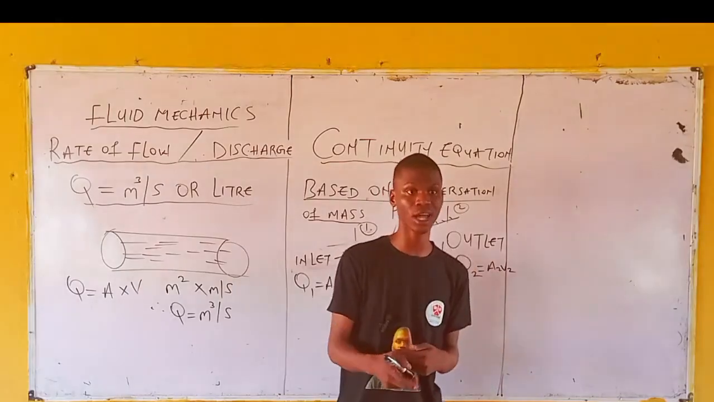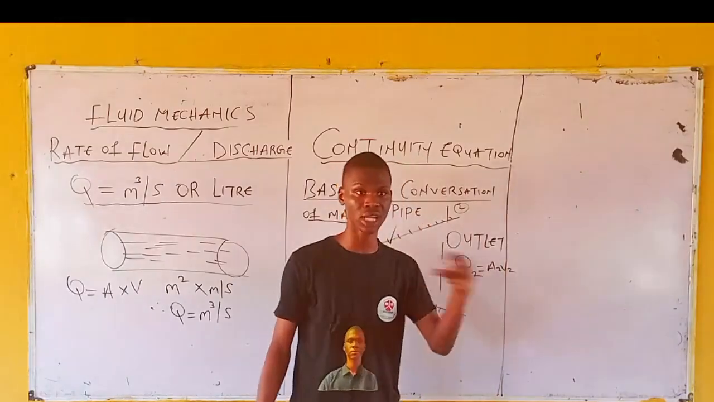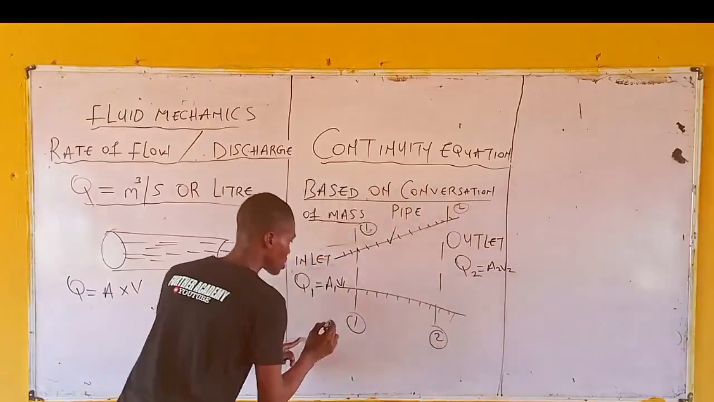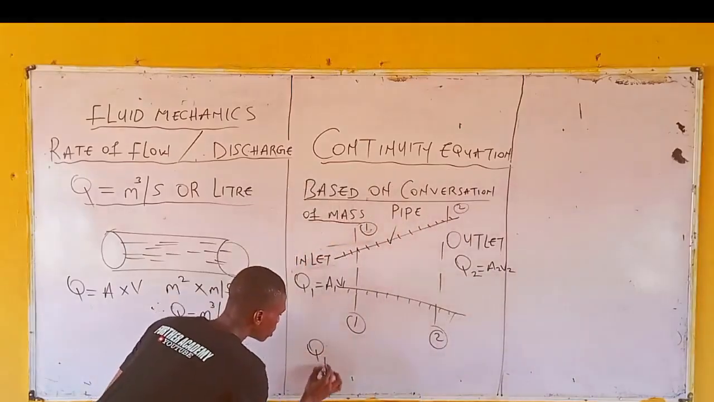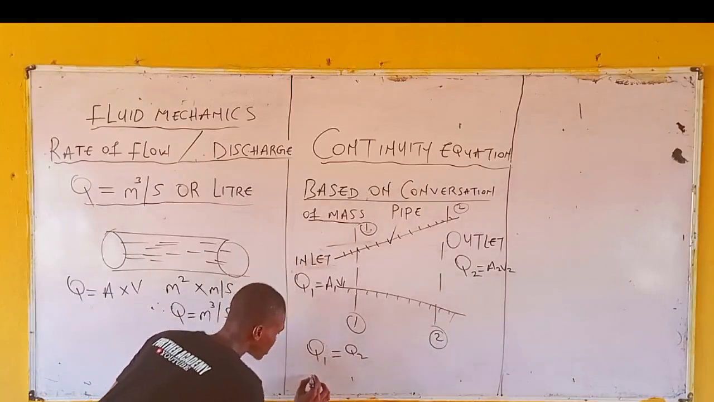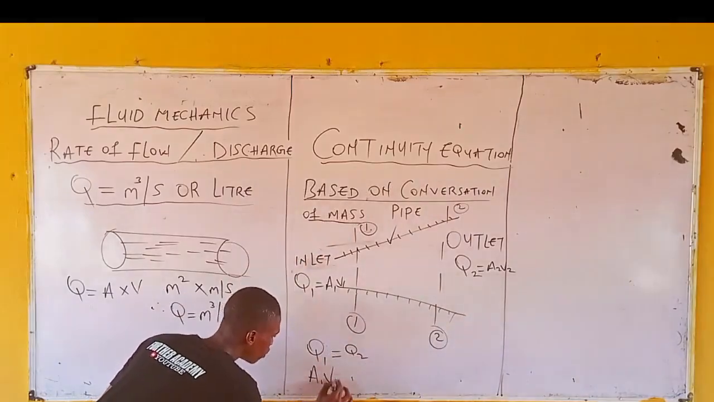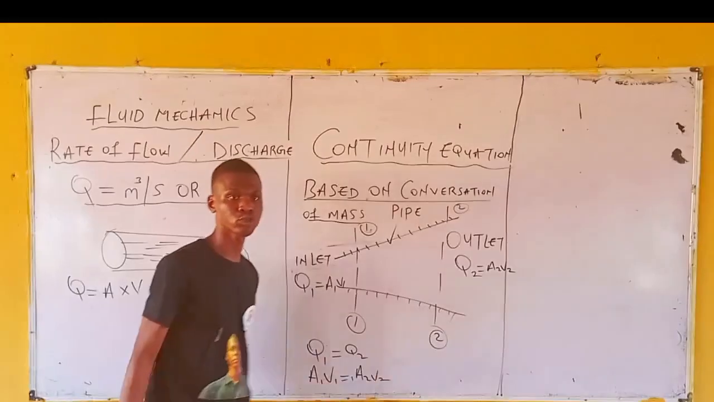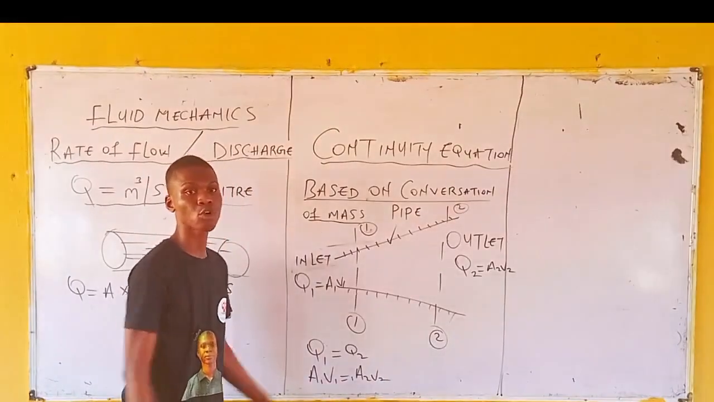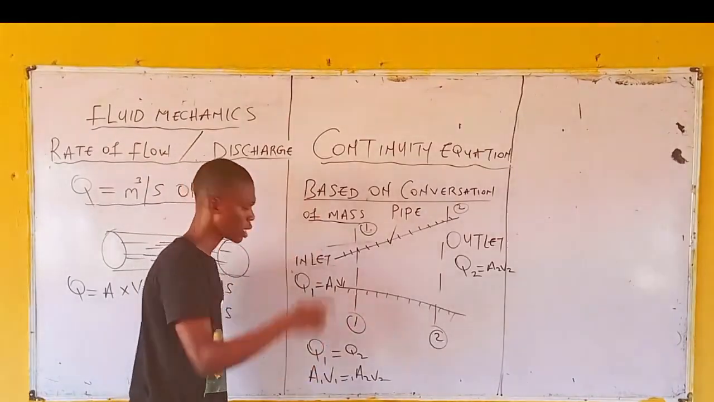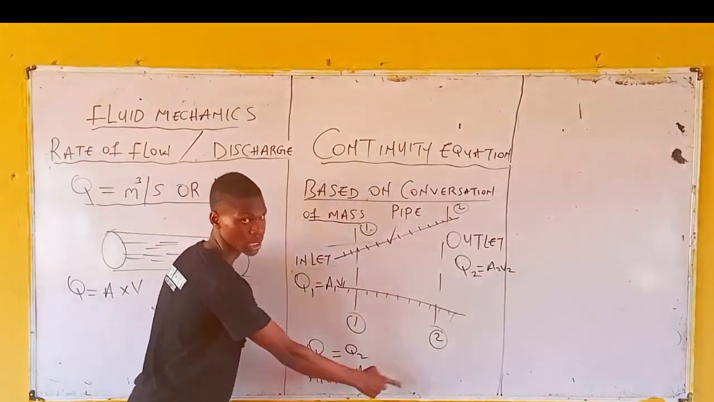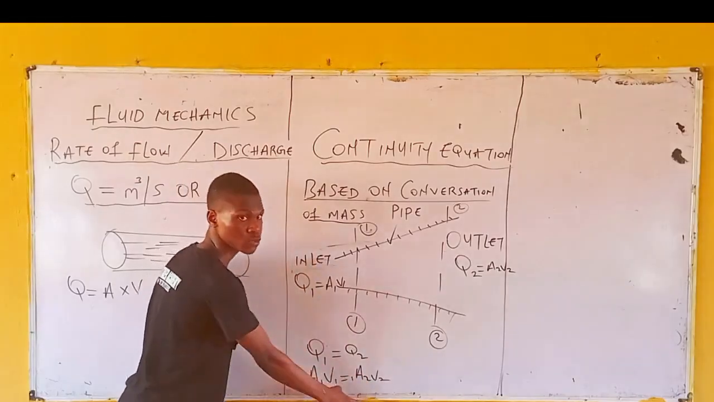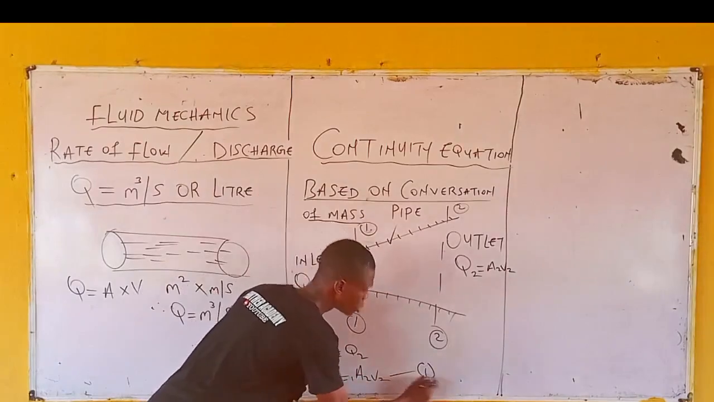But based on mass now, meaning the mass remains constant. Let's say you have this. Your continuity equation is saying that Q1 is equal to Q2. That is A1 V1 is equal to A2 V2. We will come back to this. We will see the condition under which we have our continuity equation in this form. Let's call this equation 1.